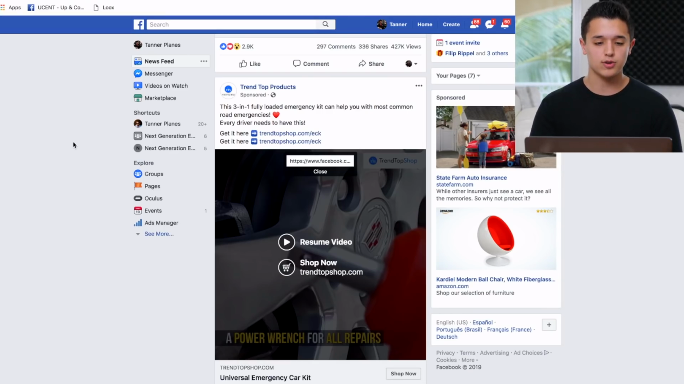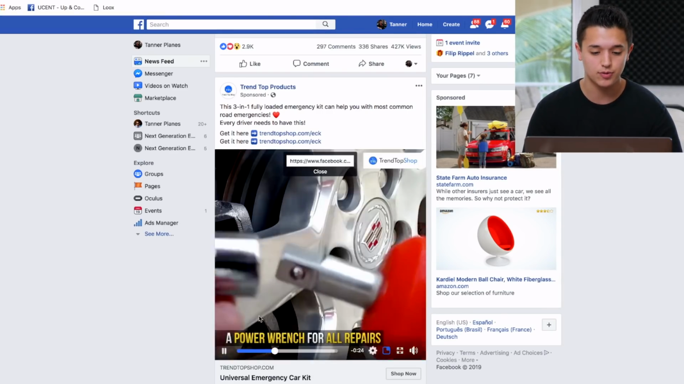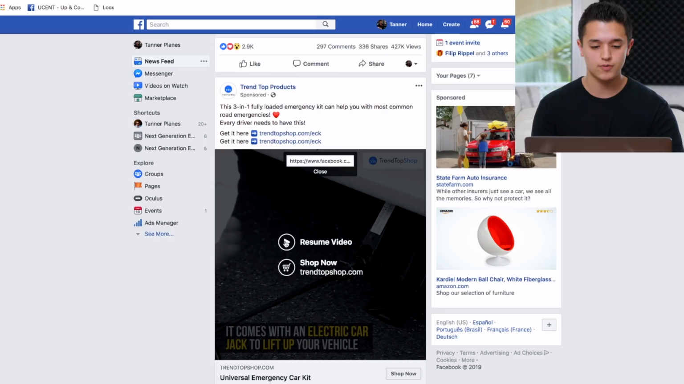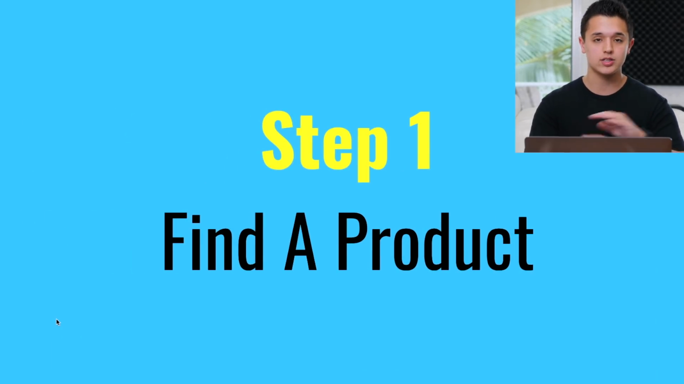I believe it's day 1 where I actually show how to find a product that's a potential winner. But anyways, I already found this product right here. I was just going through my Facebook feed. I hadn't seen it before. Basically, it's just a car repair kit, sort of a high ticket product. But anyways, like I said, we're gonna skip step 1.